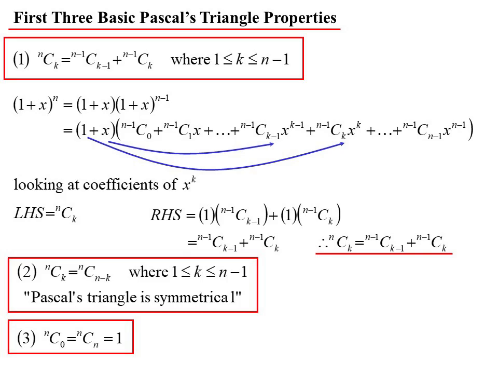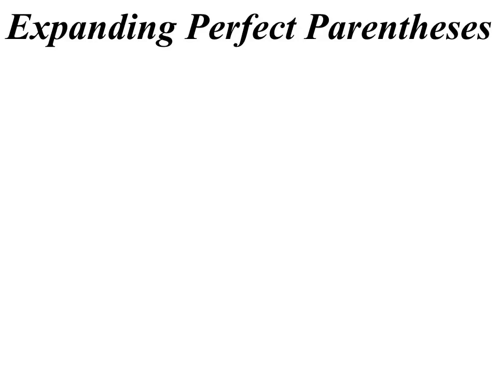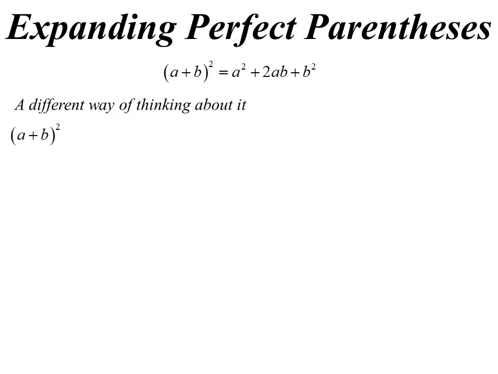That's all that's saying. Expanding perfect parentheses. This is just a little bit different way of thinking about things. Now we know this: (a+b) squared is equal to a squared plus 2ab plus b squared. But I think about it this way. (a+b) squared, I'm going to have (a+b) times (a+b), and I'm going to grab one term out of each of them. So I should always end up with something that has two pronumerals. Now they might be the same, they might be different.